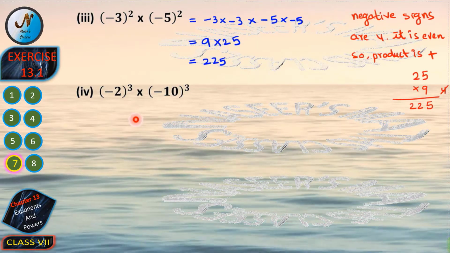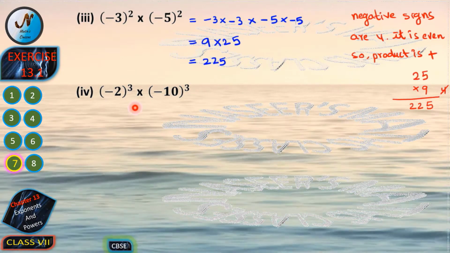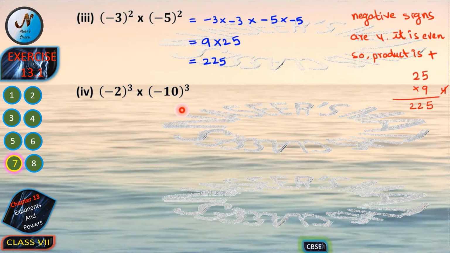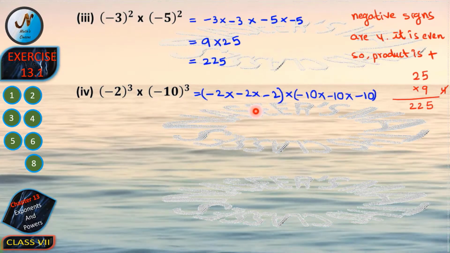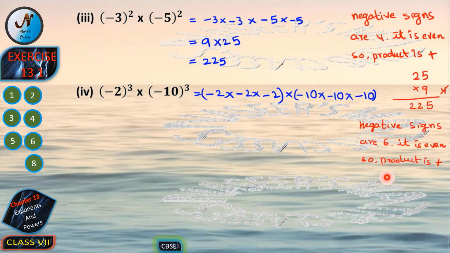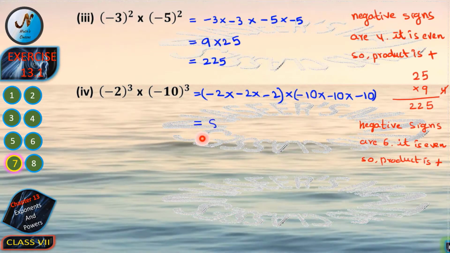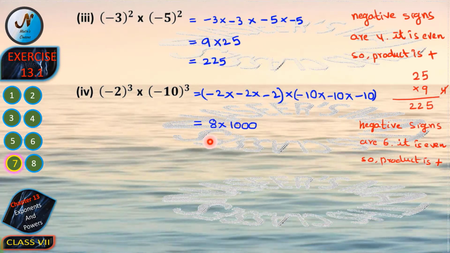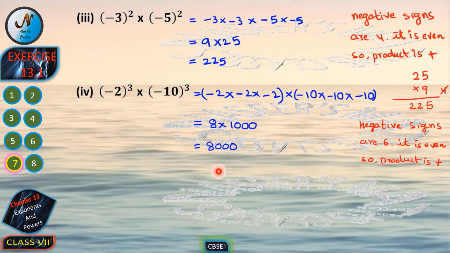Next fourth one, minus 2 whole cube into minus 10 whole cube. Minus 2 whole cube means minus 2 is 3 times multiplied and minus 10 cube means minus 10 is multiplied 3 times. So it can be written as minus 2 multiplied 3 times and minus 10 multiplied 3 times. Here the negative numbers are 6. It is even number. So product is positive. So minus 2 3 times multiplied we get 8 and minus 10 multiplied 3 times we get 1000. So 8 into 1000 is 8000.